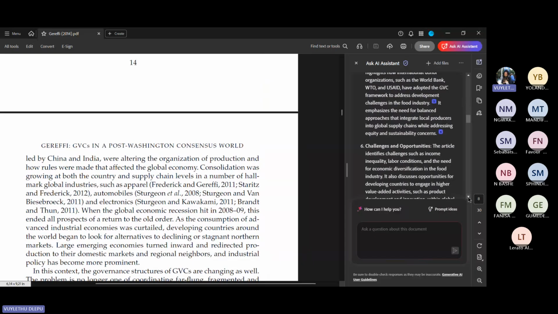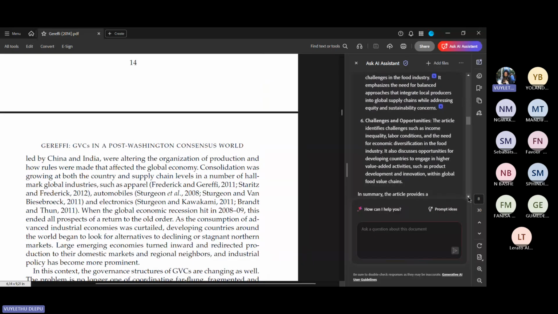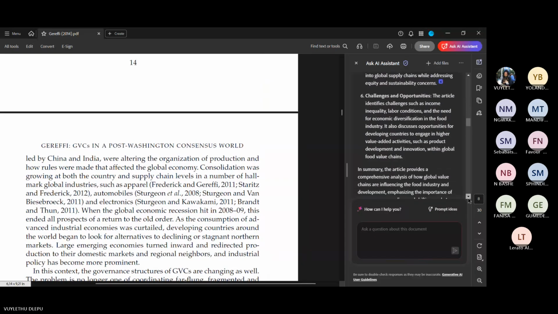Okay, the challenges and opportunities. This article identifies challenges such as income inequality, labor conditions, and the need for economic diversification of the food industry. It also discusses opportunities for developing countries to engage in higher value added activities such as product development and innovation within global food value chains. So here we go. We just need to find out what it's saying about the income inequality and where it is.